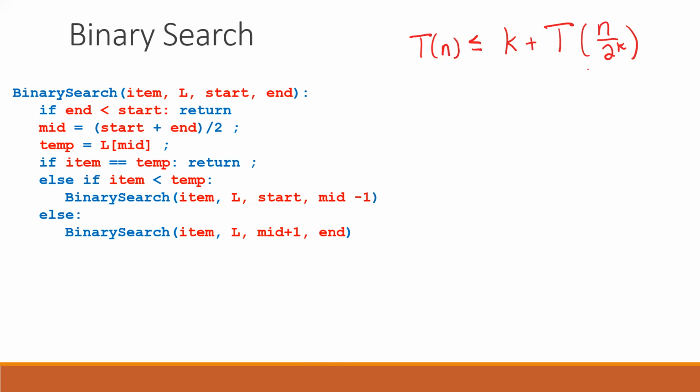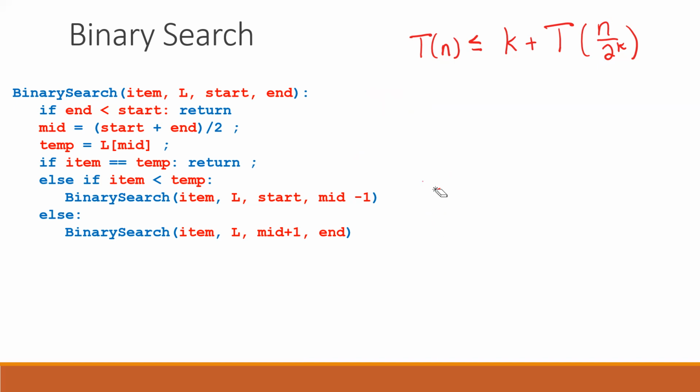Now we have to find where our recursion ends, which is at T of 1 or T of 0. If it's T of 1, then we have n over 2 to the k is equal to 1. And if we do a little bit of algebra, we get n is equal to 2 to the power k. We take the log base 2 of both sides, and we get log n equals k. So we can solve for k to find our base case.